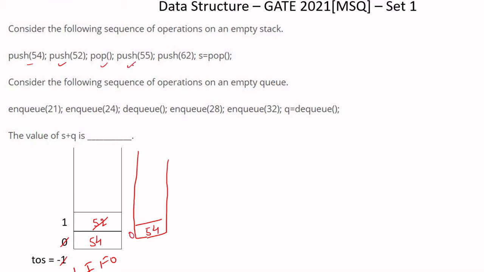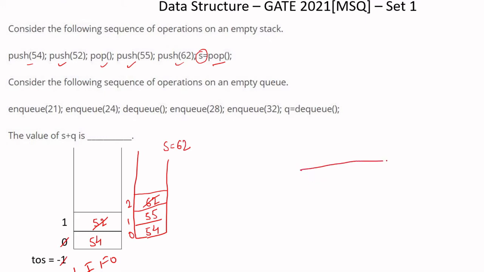Now we have to push 55 here. So top of the stack will become 1 and 55 will come here. Now we have to push 62 onto it. So top of the stack will become 2 and we have inserted 62 here. Now we have to pop one element and we have to store that element into the variable s. So 62 will get deleted from here and it will get stored into the variable s.